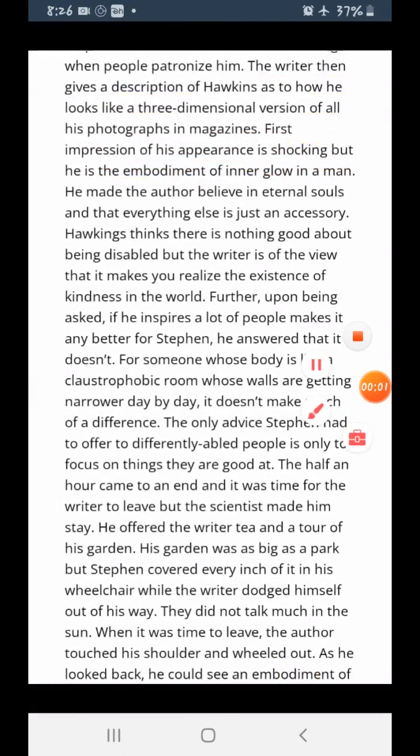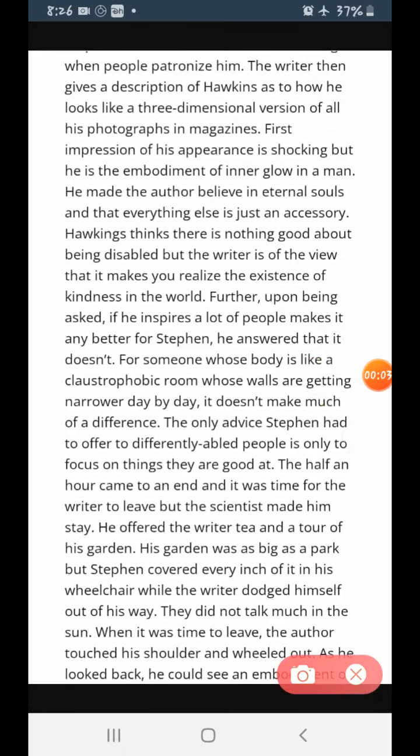Now, he made the author believe in eternal soul and that everything else is just an accessory. Okay, now Stephen Hawking made the author believe in eternal soul. Eternal soul means the soul which never dies. He made the author believe in eternal souls and that everything else is just an accessory. Accessory means cheez, saman. So he said that it is only our soul which is eternal and the rest, everything, would soon fade out. That means it would soon die.